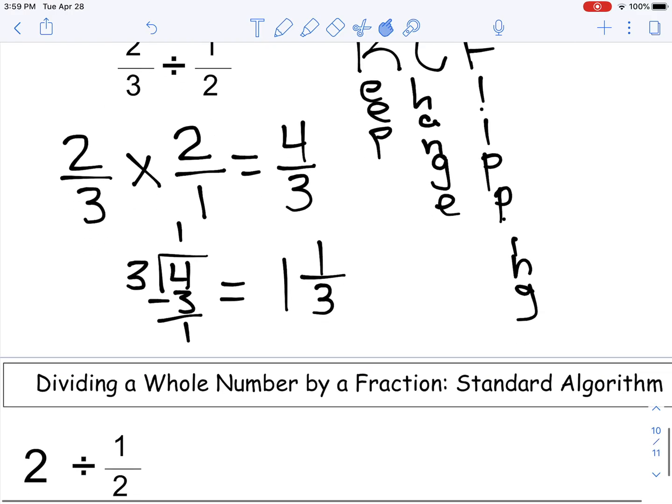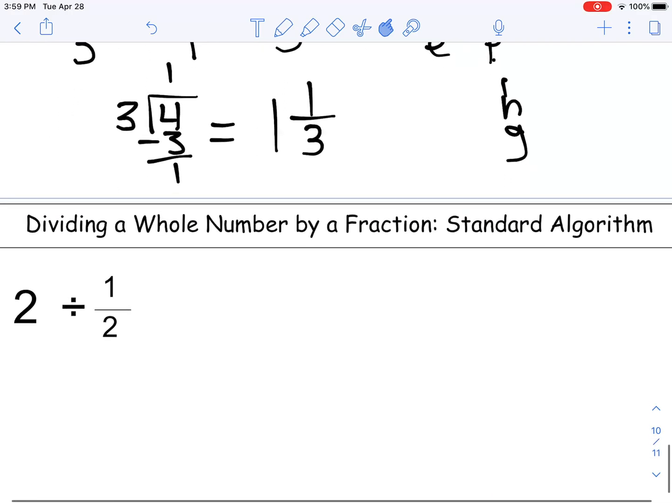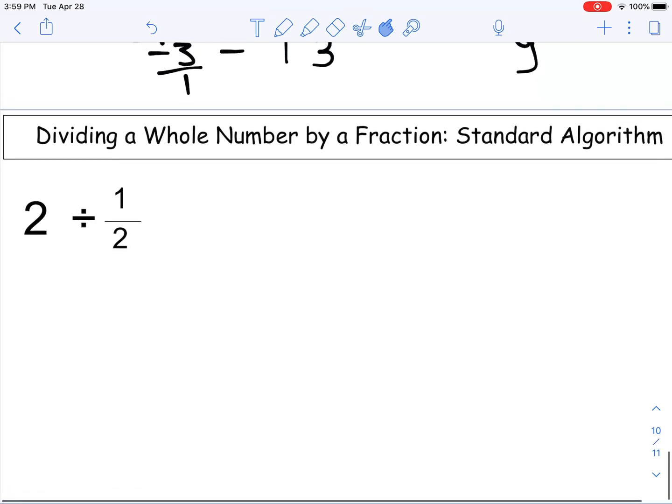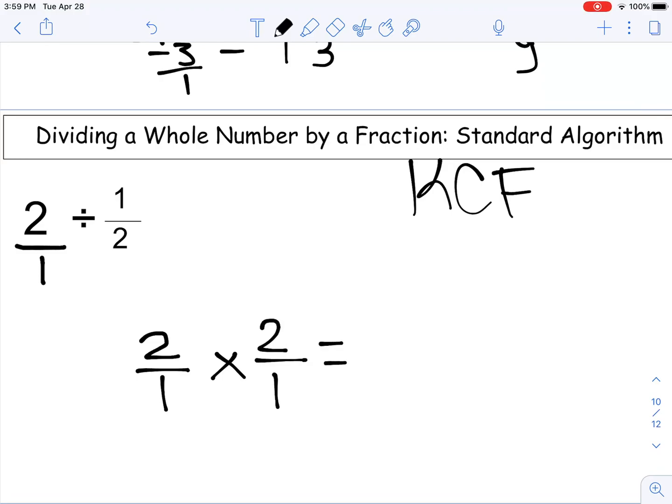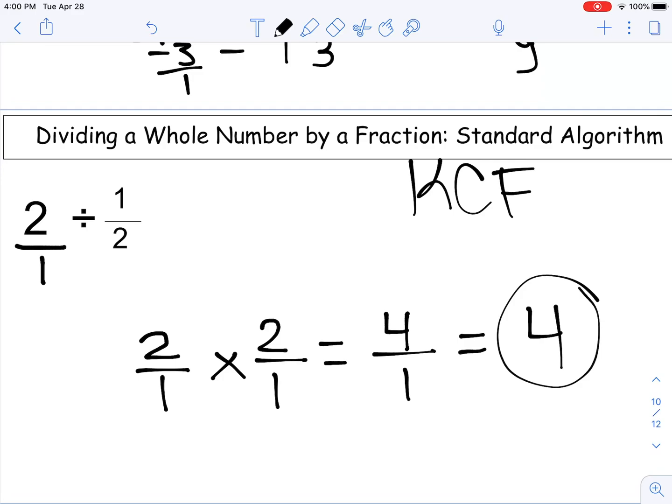Okay, boys, let's see. Did I give you any more? Fractions and whole numbers. Okay, same thing. We're going to KCF, but the step before that, always put that whole number over 1. So now I'm going to keep 2 over 1 because that doesn't change the value of 2. 2 over 1 is still 2. Change the sign, flip, or use the reciprocal of the second fraction. So 2 times 2 is 4, 1 times 1 is 1, and we know anytime the denominator is 1, it's just a whole number.